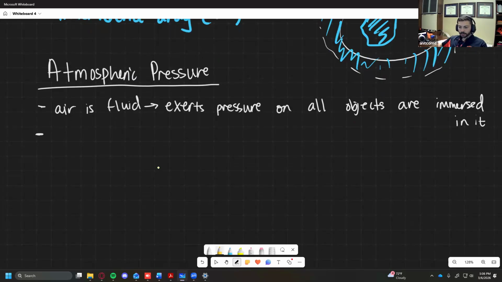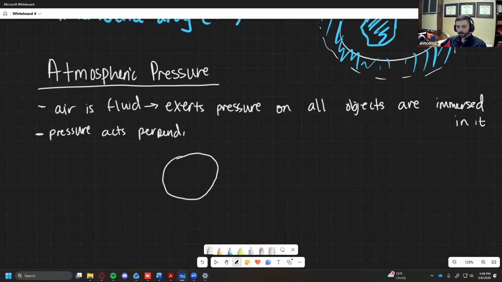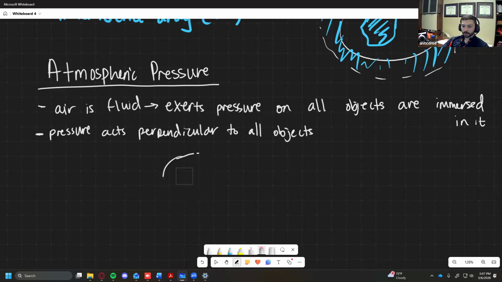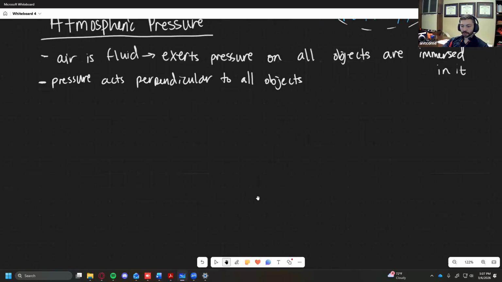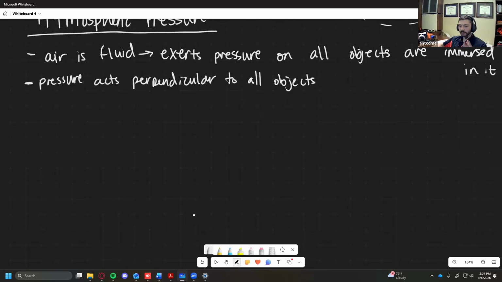So let's talk about pressure for a second. Let's think about a simple circle here. Pressure acts perpendicular to all objects that it affects. It is on every single surface that touches air. Let me see if I can draw a bit of a better circle here. So every single exposed surface is going to experience some pressure. Every part of your skin, every object on your desk or in front of you, the pencil you're holding, it's all being exerted on by pressure.